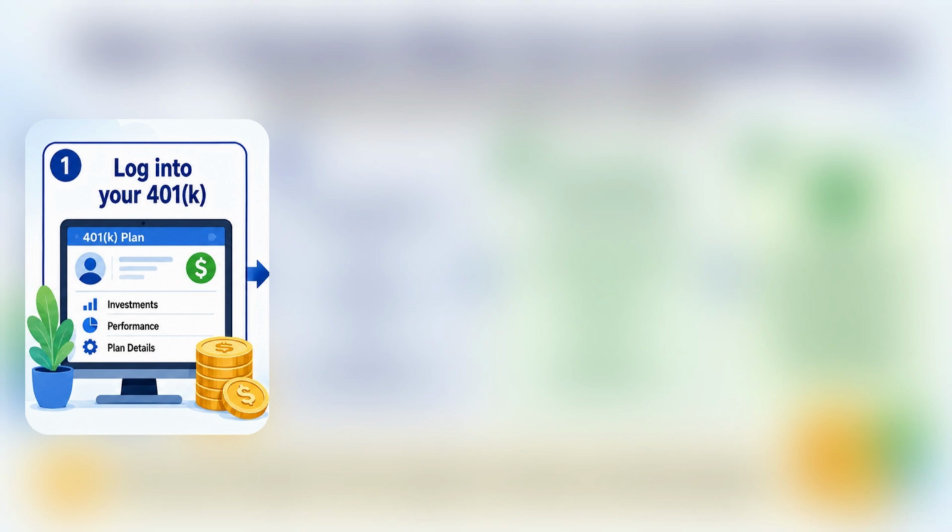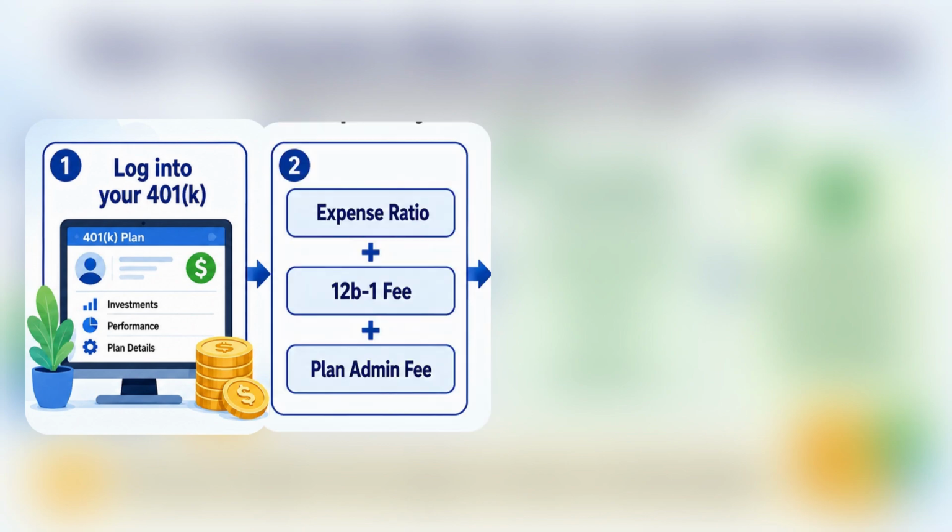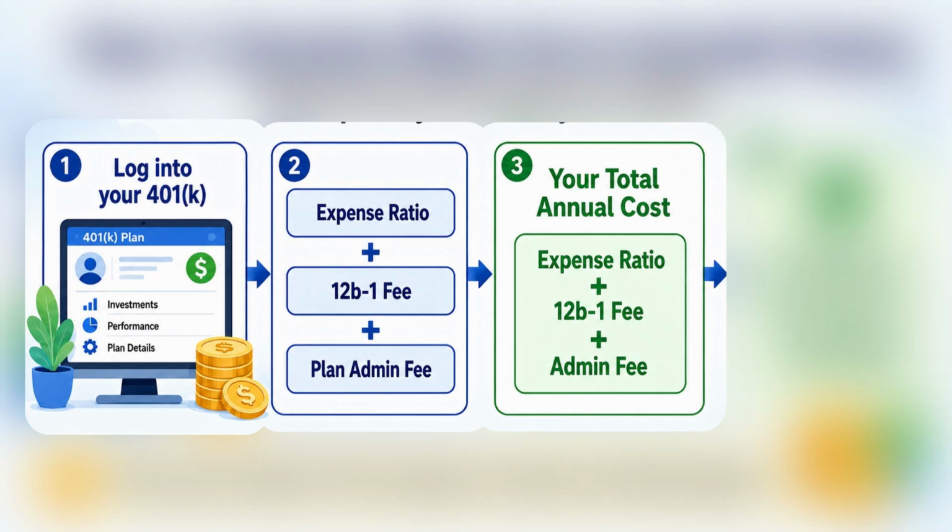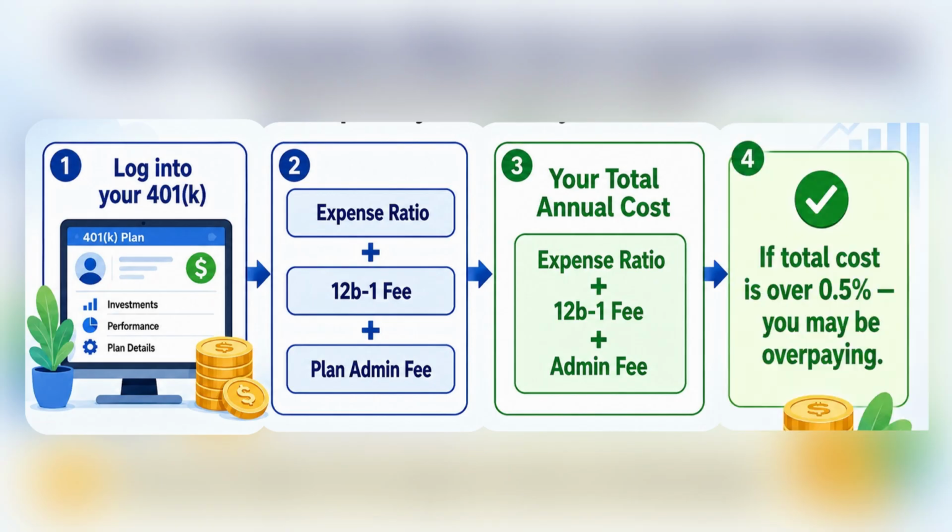Find the investment options. Look at each fund's expense ratio. If that number is not visible on your plan's website, search the fund's name on Morningstar's free fund database or the SEC's Edgar system. Add the expense ratio to any disclosed 12b1 fee and any plan administration fee your employer has disclosed. That total annual cost as a percentage of your balance is the number you are fighting. If it exceeds 0.5%, you are losing money you do not have to lose.